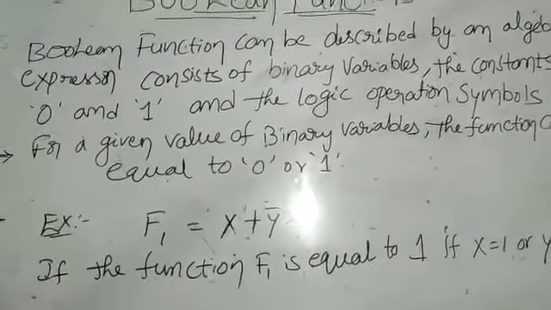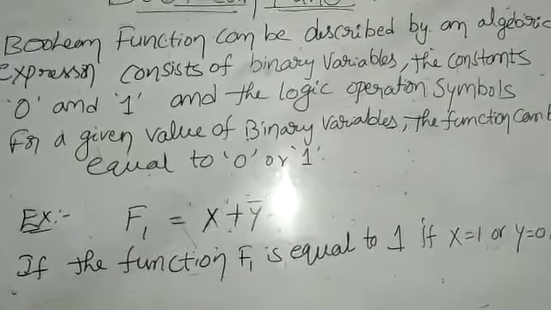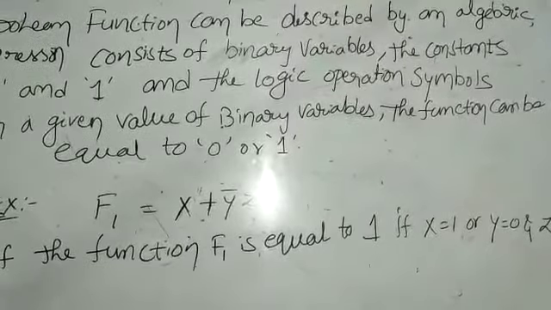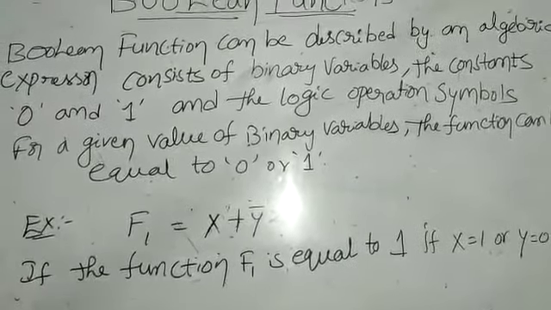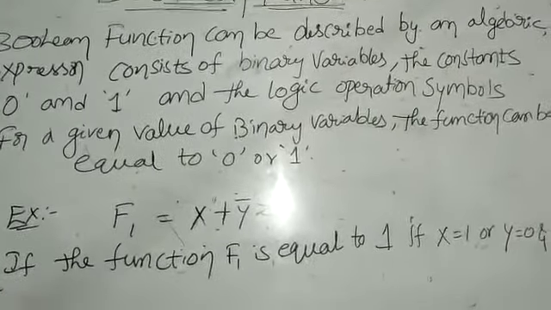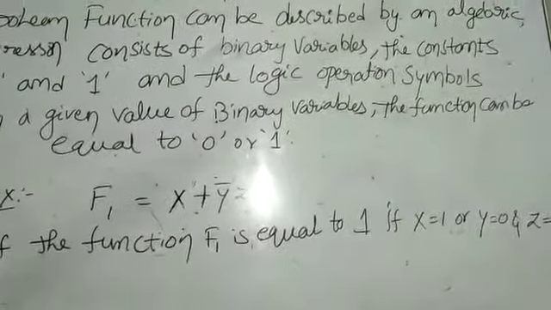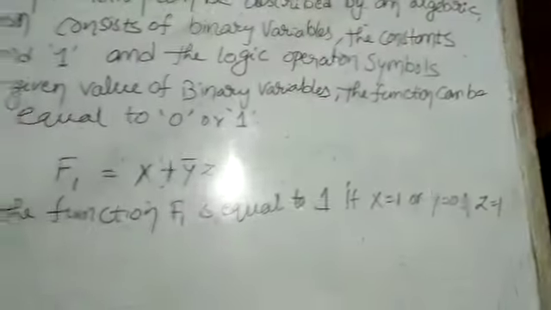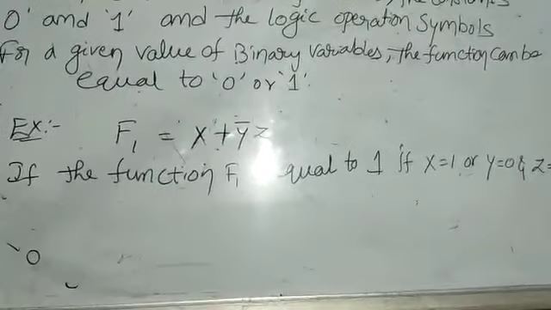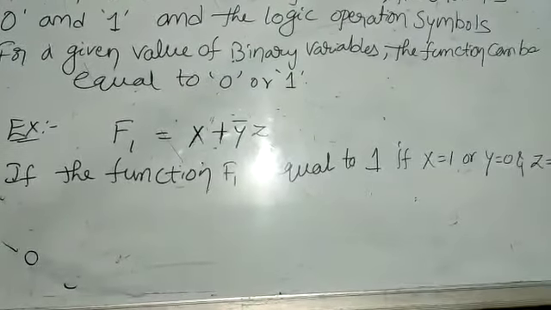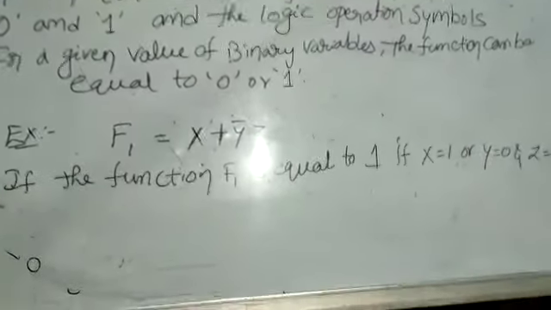Another important point in Boolean functions is that for a given value of binary variables, the function can be equal to 0 or 1. That means for a function with a set of binary variables, the total function must again be equal to 0 or 1. If you observe one example function, F1 is equal to x plus y bar z. This is a Boolean function.